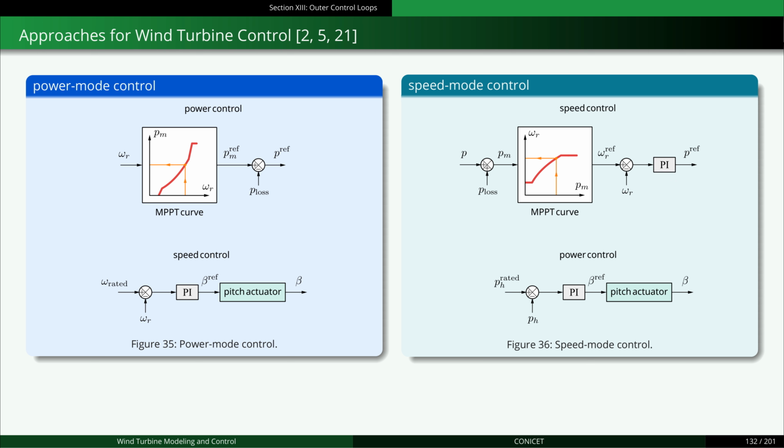As in the previous approach, power losses must be considered when calculating mechanical power from measured electrical power. In speed mode control at high wind speeds, the turbine power is controlled by the pitch angle. Once the turbine power reaches its rated value, the pitch angle controller increases the pitch angle to maintain the power at its rated value. According to Reference 5, power mode control most closely reproduces the control system of wind turbines in practice. Therefore, this study will use power mode control.